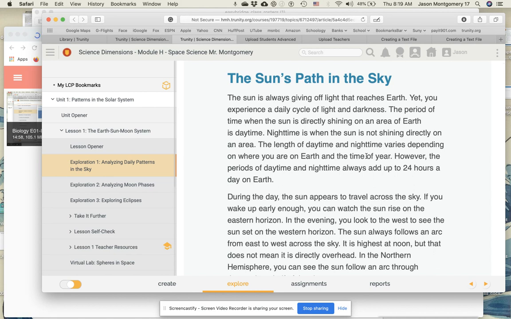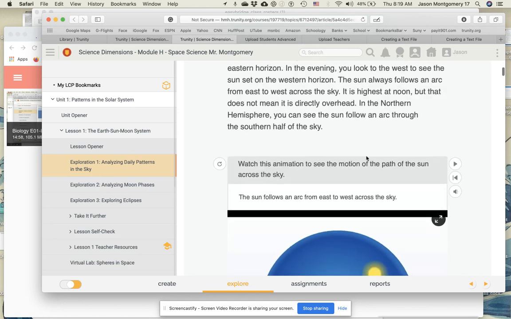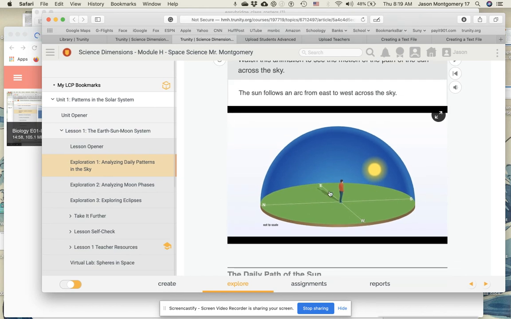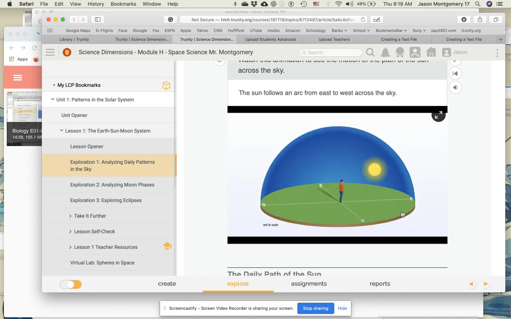Now from earth, from our perspective, it looks different. It looks like the sun is moving and not the earth. But in reality, it's earth that is moving and not necessarily the sun. Okay. So this animation will show us the path of the sun across the sky at any given time. So let's watch this. So the sun comes up in the east, all right, gets at its highest point in the middle of the day and sets in the west.